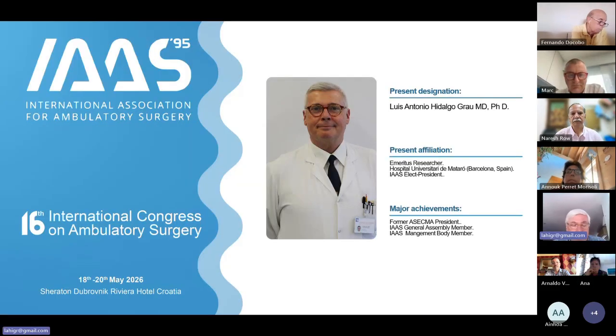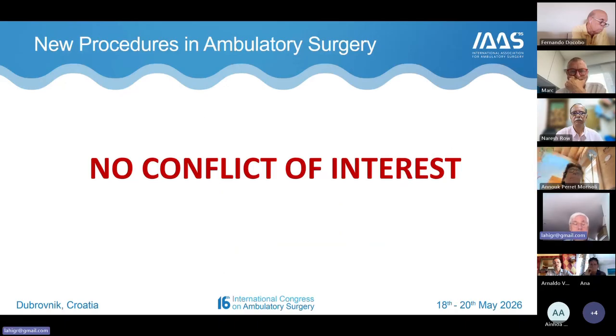My aim is not to give you an exhaustive list of procedures that will probably be included in our ambulatory surgery basket in the coming years. Anyway, we can check some examples, of course, but I think it will be better to review the essential rules for its implementation. I have no conflict of interest.